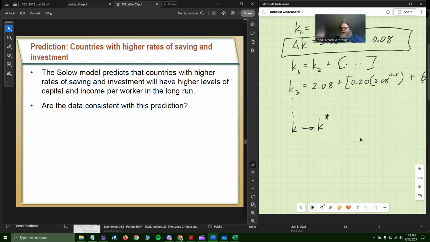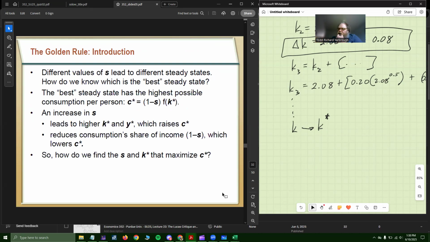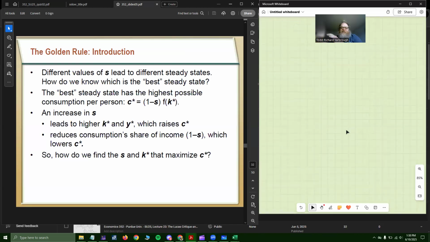What we're rather interested in is the economy moving towards, in a sense, the right steady state. So let's introduce the idea of the golden rule steady state. The way we're going to think about steady states is like we've thought about anything at this point: there's going to be an optimal steady state. And we're going to define the optimal steady state as the steady state that maximizes consumption.